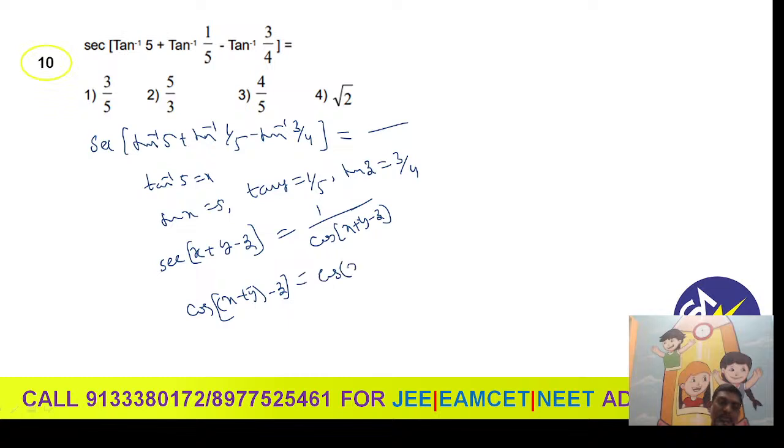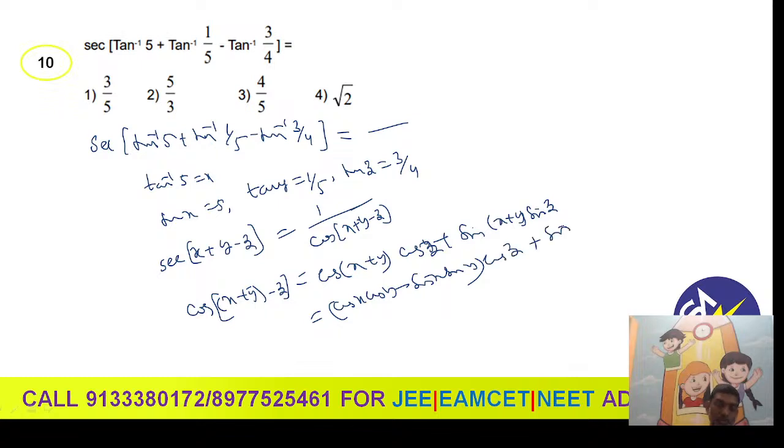So what is this? Cos of x plus y into cos z plus sin of x plus y into sin z. So (cos x cos y minus sin x sin y) into cos z plus (sin x cos y plus cos x sin y) into sin z.